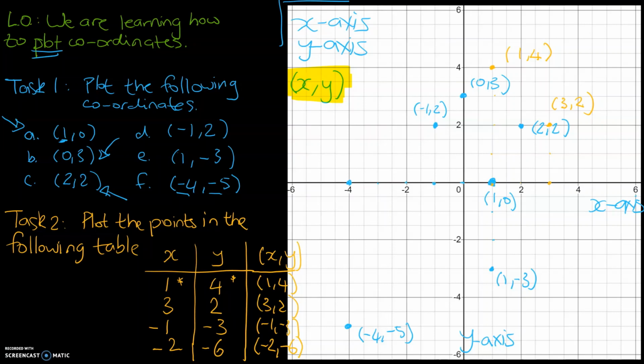And the next one, hard to read, but we've got (-1, -3). So again, we're going to start on the x-axis. We're going to go across to -1. And we're going to go down to -3. So that's (-1, -3). And our last part of this video, (-2, -6). So we're going to start at -2 on the x-axis, and we're going to go down to -6, all the way down the bottom of our screen there. Now it'll be (-2, -6).